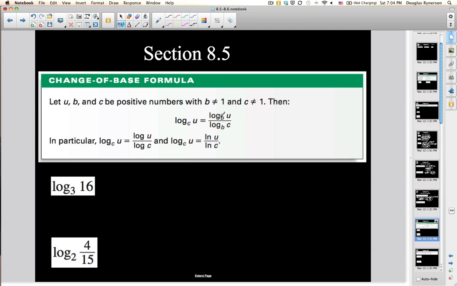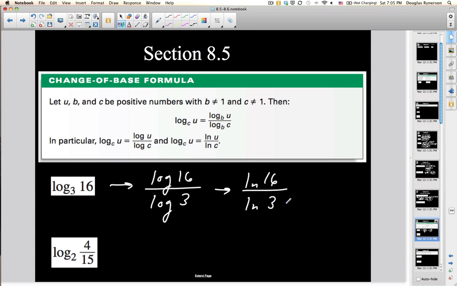And all this means is that this log base b here is the same logarithm, the logarithm of the same base. So you could take the logarithm base 10 of the object of the log divided by the base of the log. And you could do the same with natural log. So that allows you to do log base 3 in this case using your calculator very simply. You'd simply do log of 16 divided by log of 3. You could also do natural log of 16 divided by natural log of 3, and you'll get the same result.